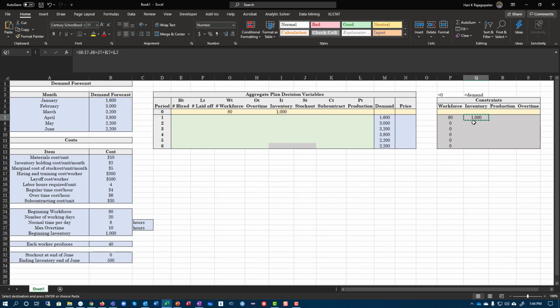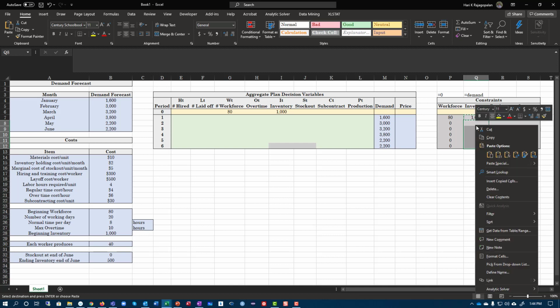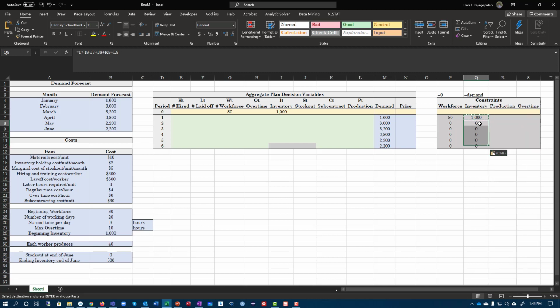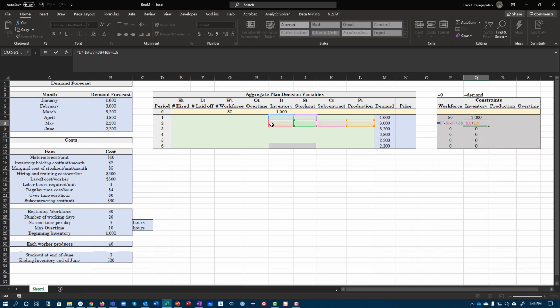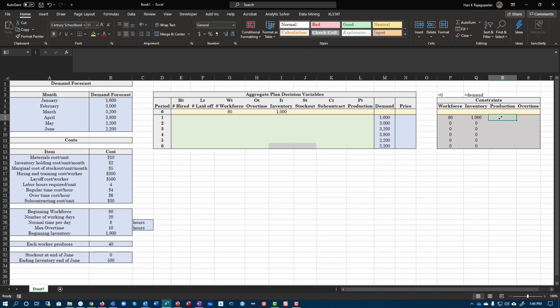We are going to copy this all the way down, and as you copy it, make sure these cells are properly moved down step by step. All right, now we're going to talk about production. Let's think about the total amount you're going to produce: it has to be less than your capacity. So let's look at your capacity.